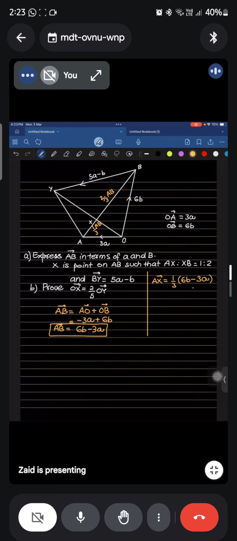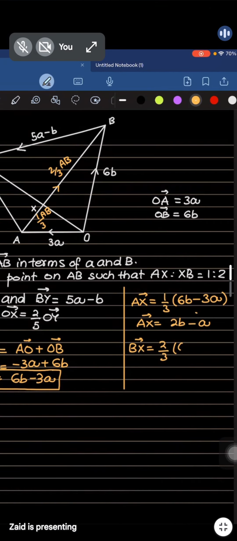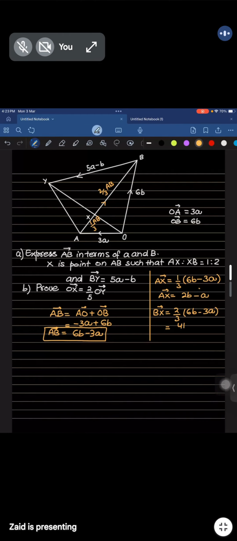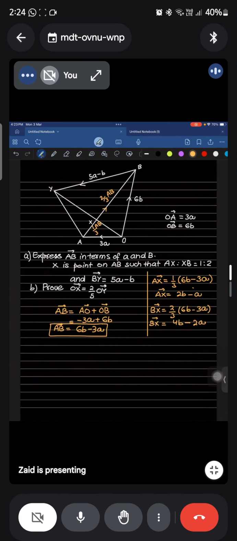So let us divide both by 3. AX is coming out to be 2B minus A. Do this as rough work. And BX, because we are moving all the way upwards, this is AB, and we have found that. So BX is going to be 2 over 3 of (6B minus 3A). So 3 twos are 2, 2 twos are 4, 4B, the 3 gets cancelled, 2A. This is the value of BX. So we have just calculated this.